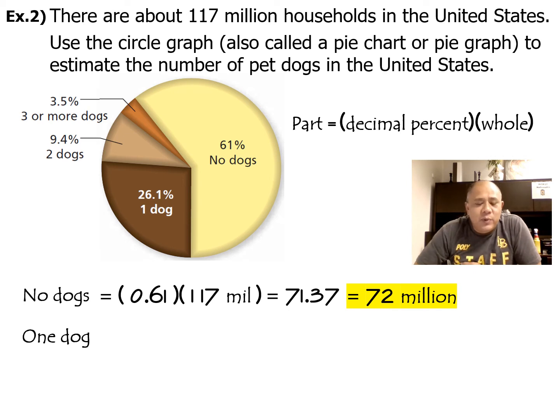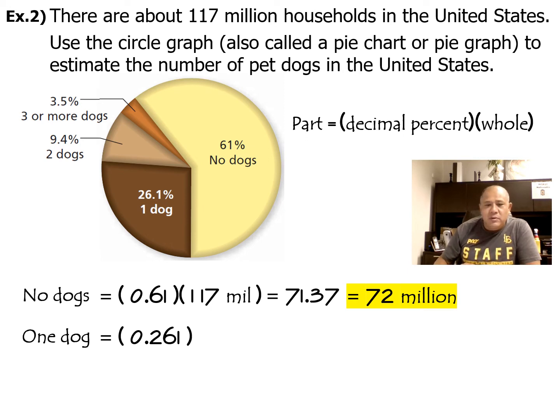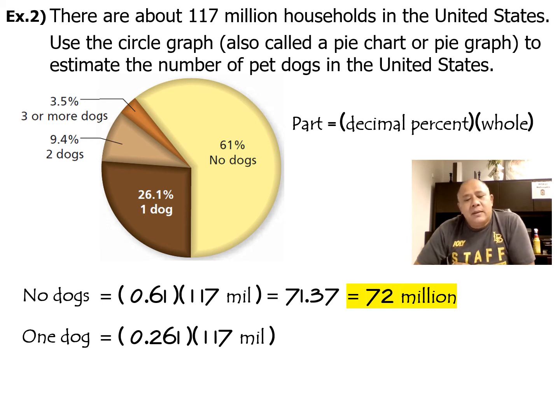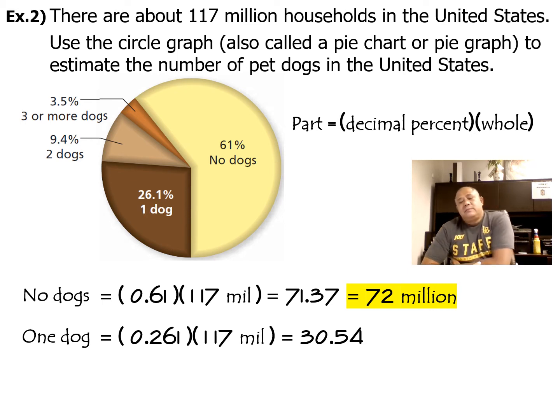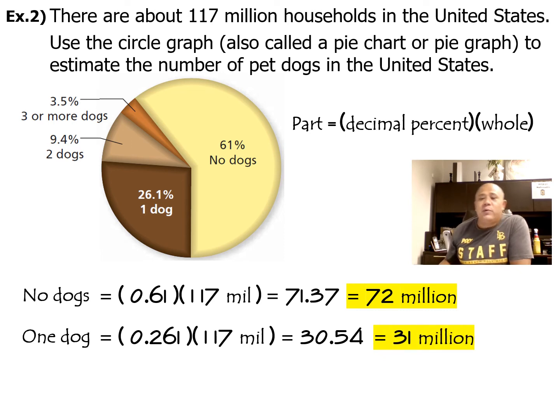How many households have only one dog? Well, we got to rewrite 26.1 as a decimal, so that's going to be 0.261. All you have to do is move the decimal 2 spaces. And again, what is the whole? The whole is 117 million. Now, multiply that. What do you get? Okay. You should get 30.54. Now let's round that off. What is 30.54? That is roughly 31 million.